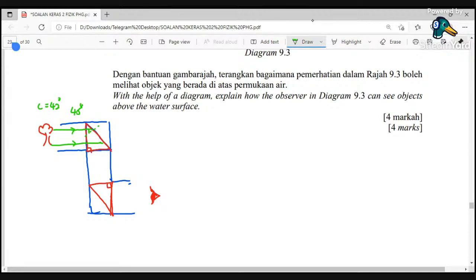Okay. So apa berlaku, dia akan reflected to the second one. Ini the straight line sebab 90 degrees to the surface. Okay, sampai sini lagi sekali 45 degrees di sini. Okay. So dia akan total internal reflection. Okay, maksudnya akan masuk ke dalam mata pemerhati ya, atau observer.